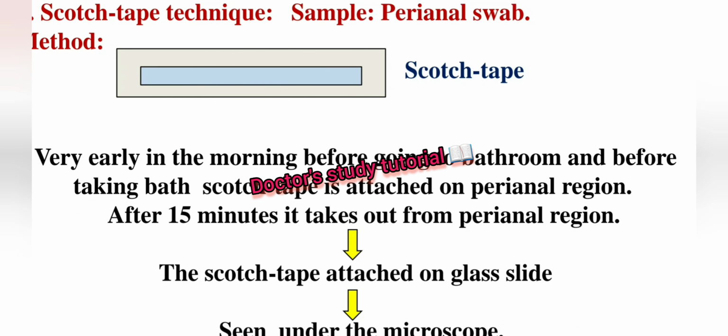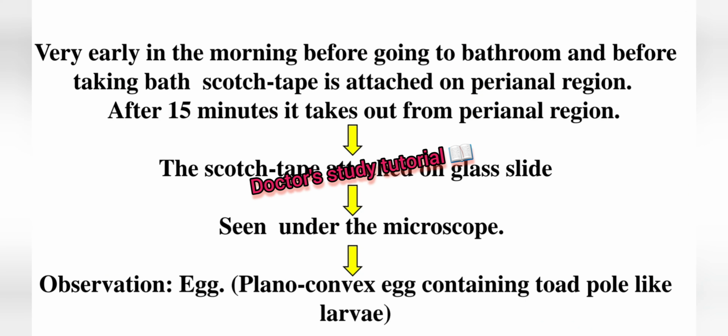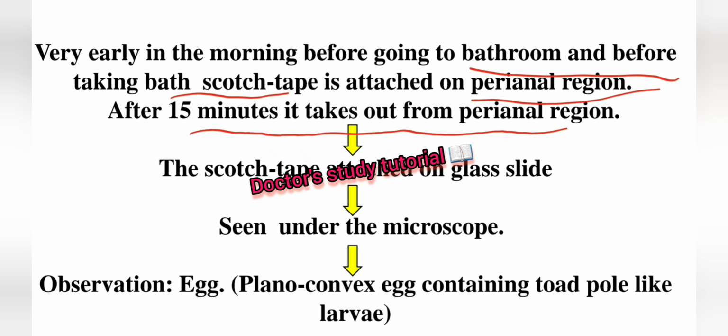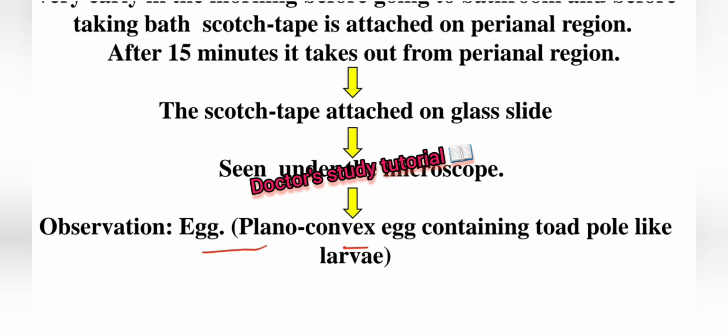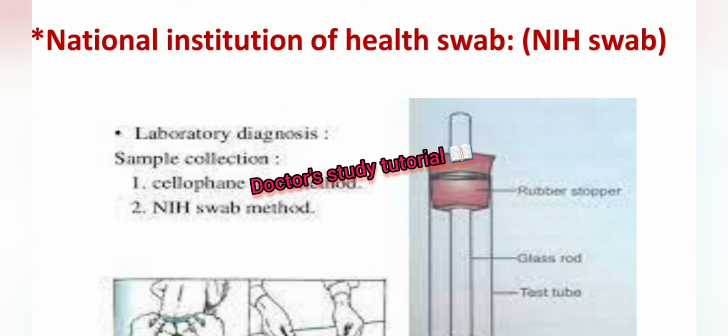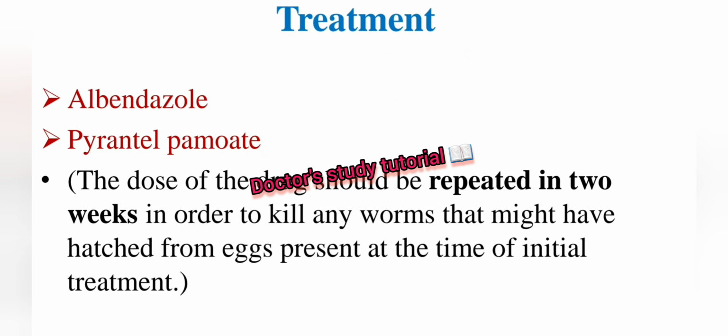Then the Scotch tape technique, the sample is a perianal swab. Very early in the morning, before going to the bathroom and before taking a bath, Scotch tape is attached on the perianal region. After 15 minutes, it is removed from the perianal region and the Scotch tape is attached on a glass slide and seen under the microscope. Observation: plano-convex egg containing a tadpole-like larva. The NIH swab means National Institute of Health swab.